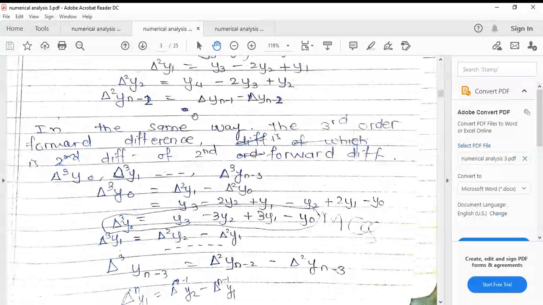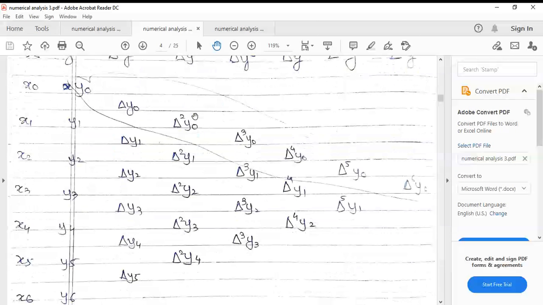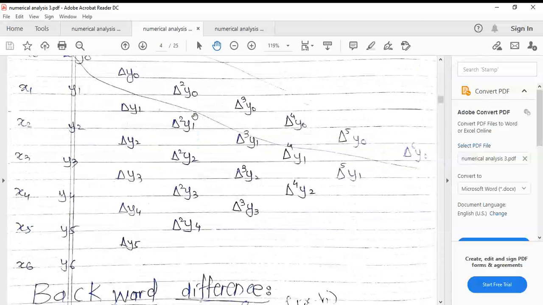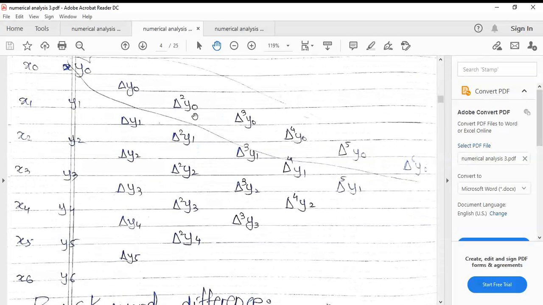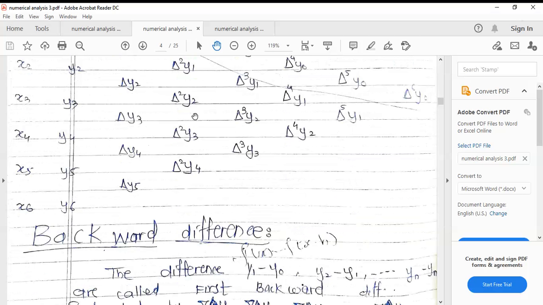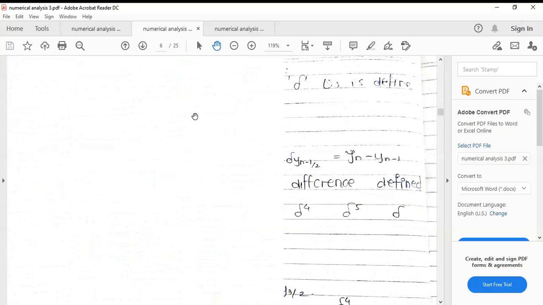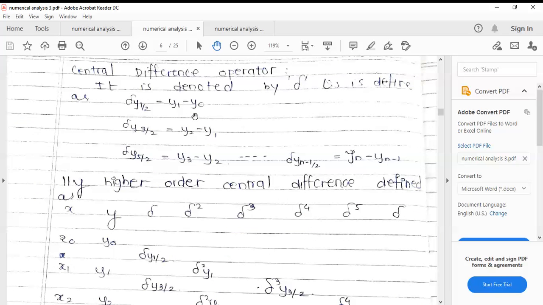These are the general formulas for how to write down the first forward difference, second forward difference, and third forward difference. Here you can see the table we can prepare. Suppose we have totally 7 values, then the sixth difference will exist, but the seventh difference will be 0. Similarly, the next is the backward difference.